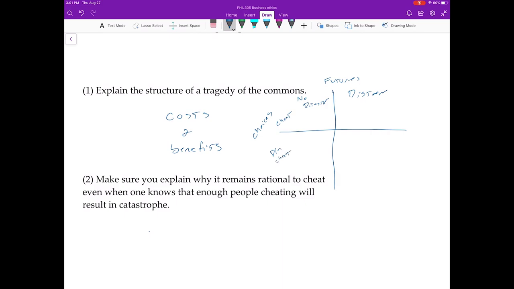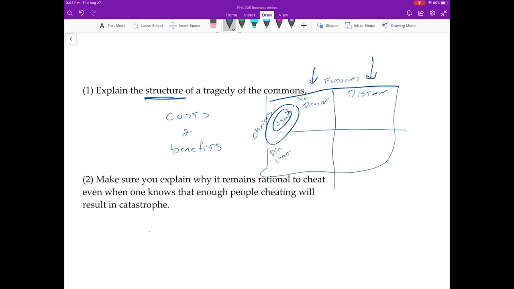You are perfectly welcome to make a table like this in what you turn in, but don't let that stand in for the explanation. What we care about is the explanation. It's really easy to just put that in there and assume somebody knows what they're looking at, and that is not going to be the case. So make sure you explain what goes in there. The structure is the way that the costs and benefits line up so that no matter which future you're looking at, it's always going to be rational to cheat, right? That's the thing that traps us.